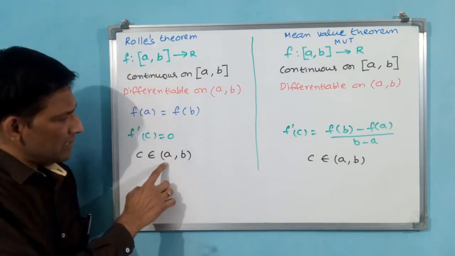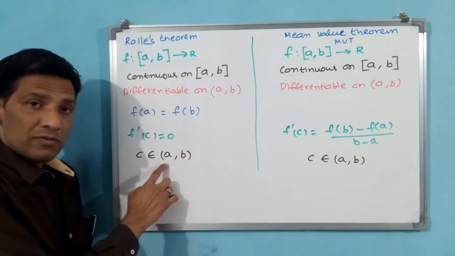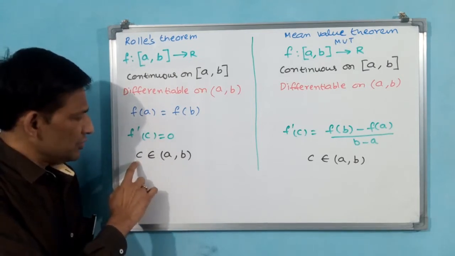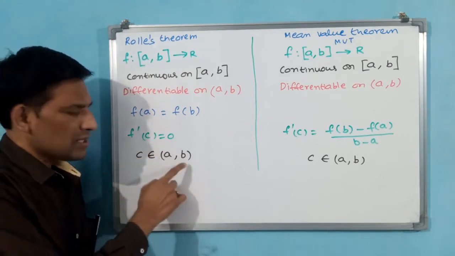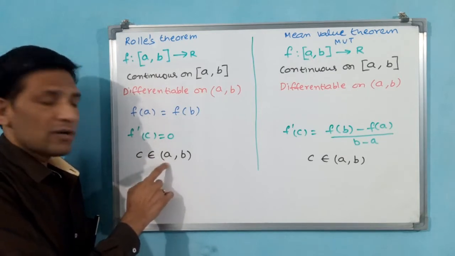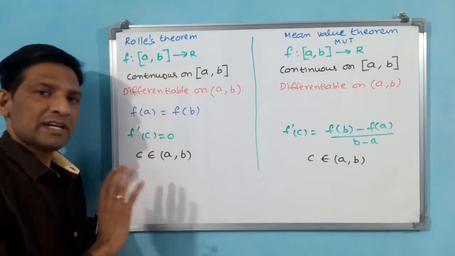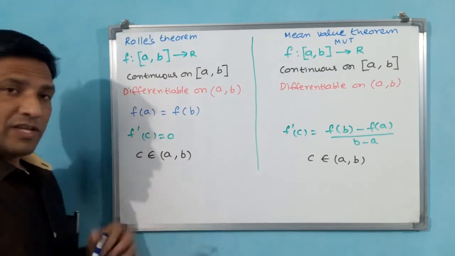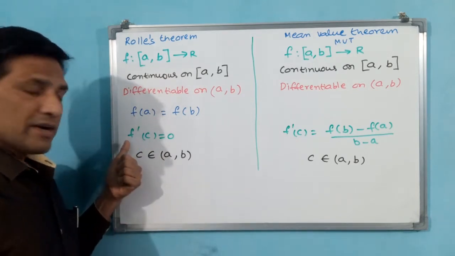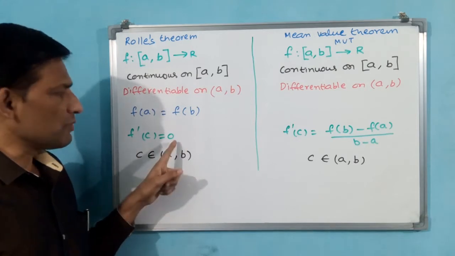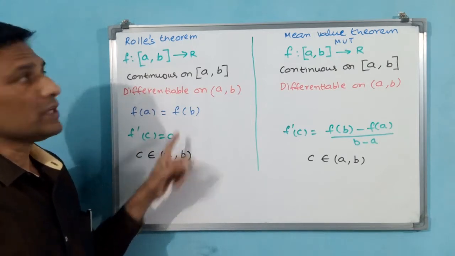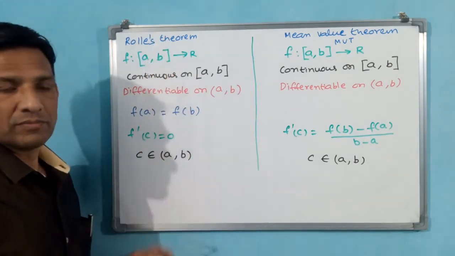Why? Because A and B are open intervals here. That means c is not equal to A, c is not equal to B. C belongs to the open interval A, B: A is less than c, which is less than B. This is the condition. So that means there is a point where the derivative of that function is going to become 0. This is called Rolle's theorem.